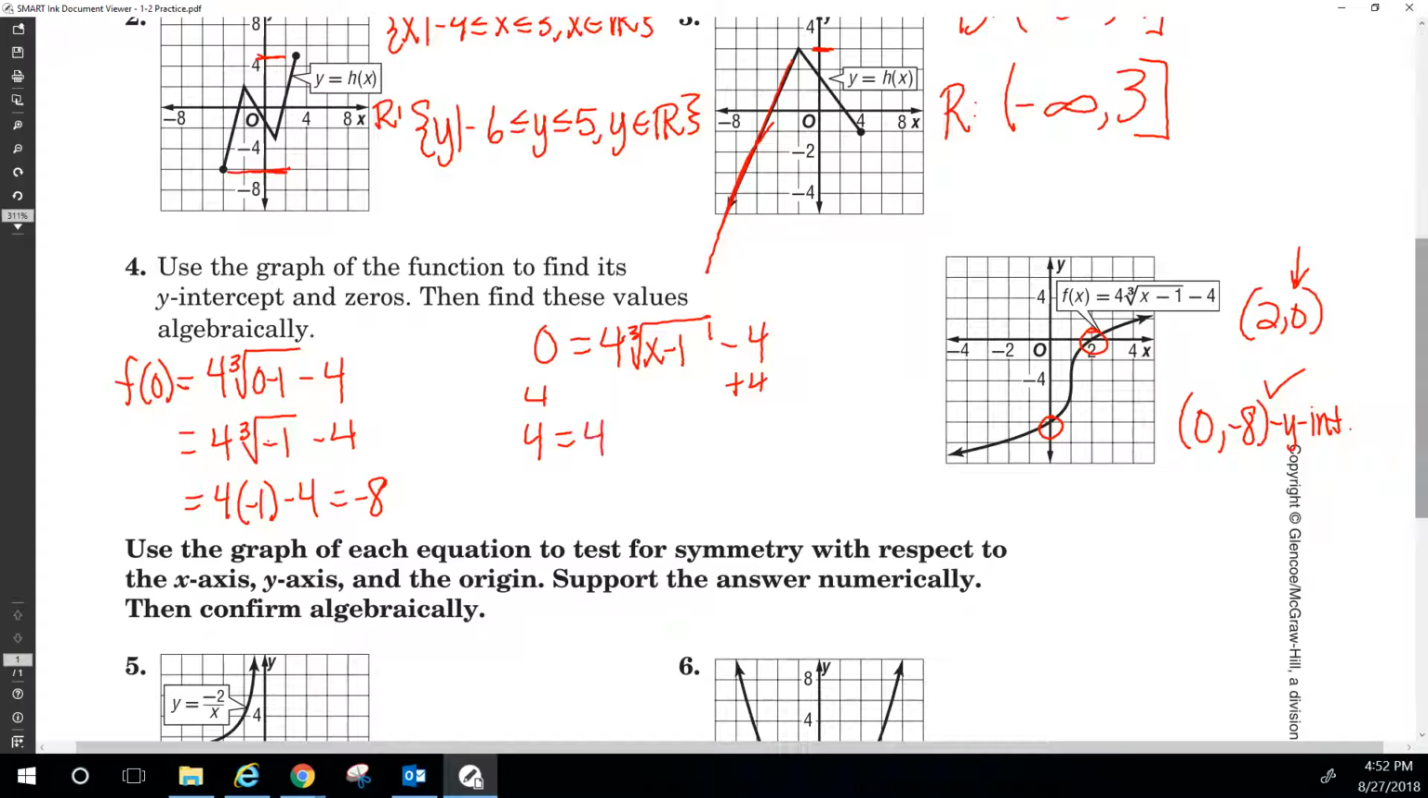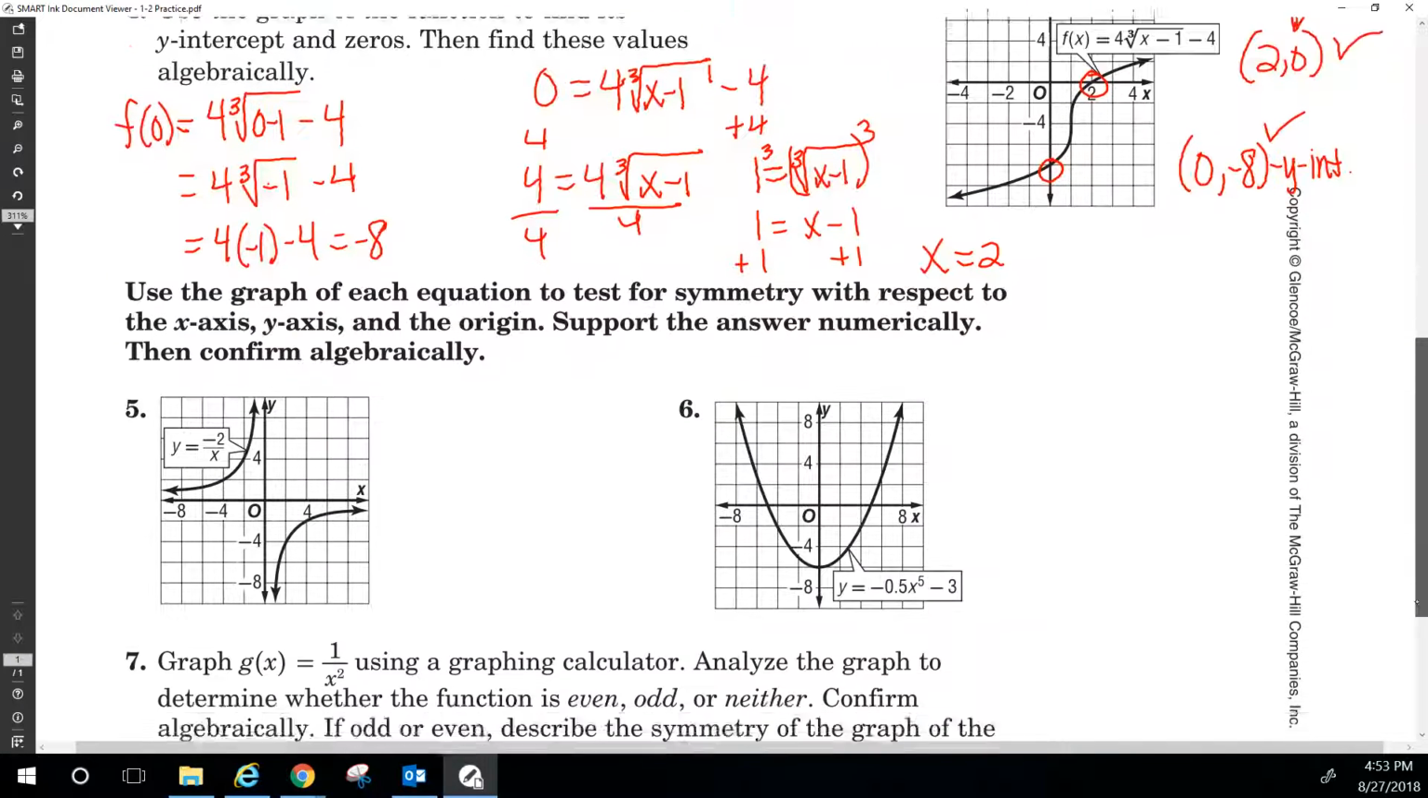4 is equal to 4 times the cube root of x minus 1. Dividing by 4, I get 1 is equal to the cube root of x minus 1. I need to get rid of that cube root, so I'm going to cube both sides, but 1 cubed is still 1. And then I add 1 to both sides, and x is equal to 2. So we were right there.